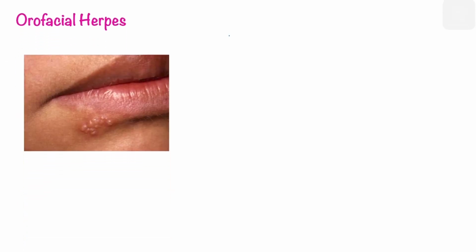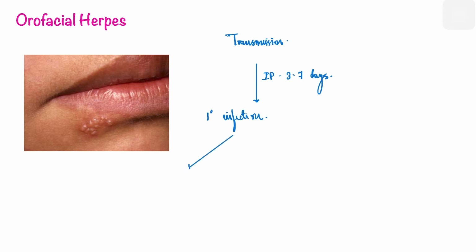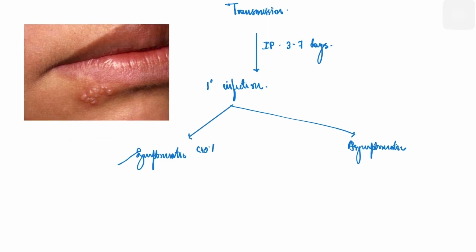So now we'll talk about orofacial herpes. First the patient gets the infection by transmission, and after an incubation period of 3 to 7 days, the virus causes primary infection. Primary infection can be symptomatic or asymptomatic, and it's mostly asymptomatic. Only 10% of the patients are symptomatic, and more than 90% are asymptomatic.